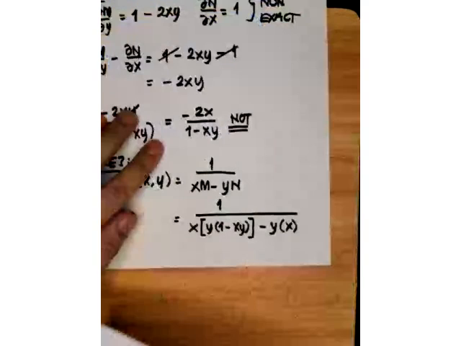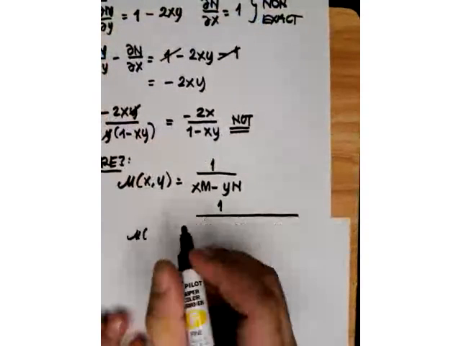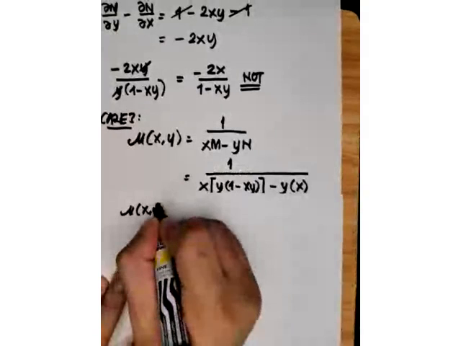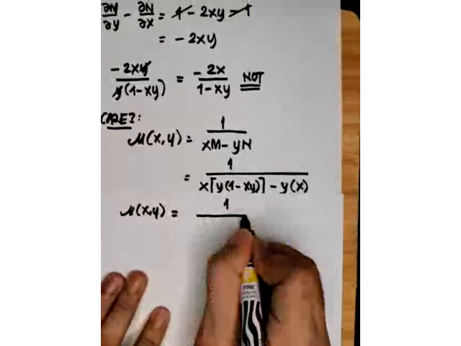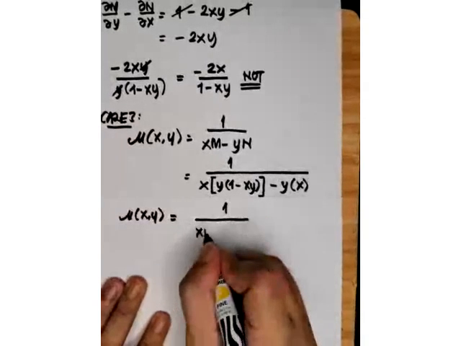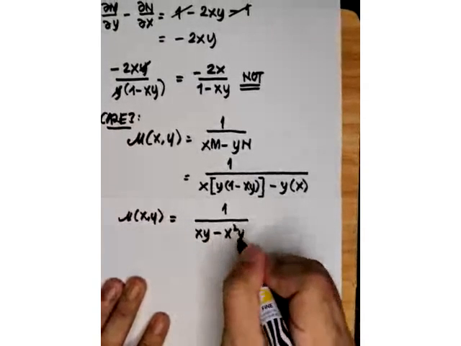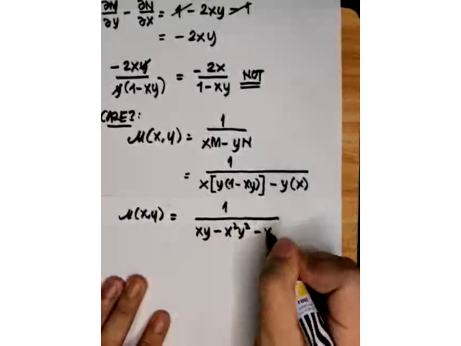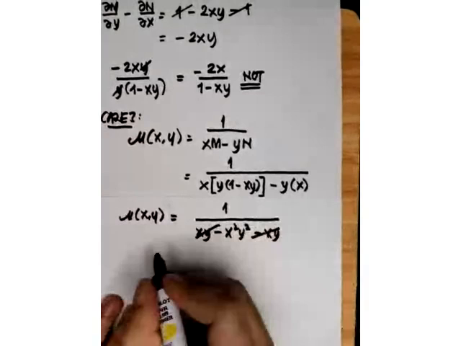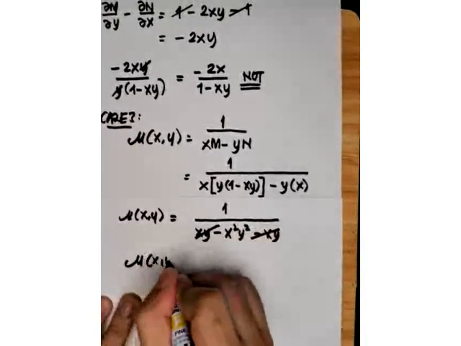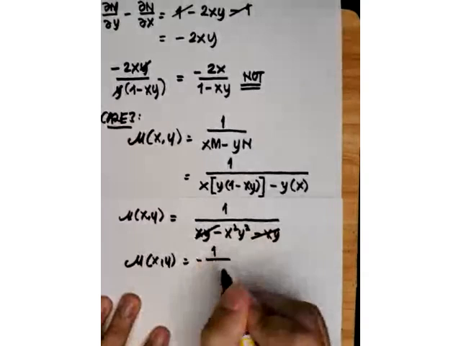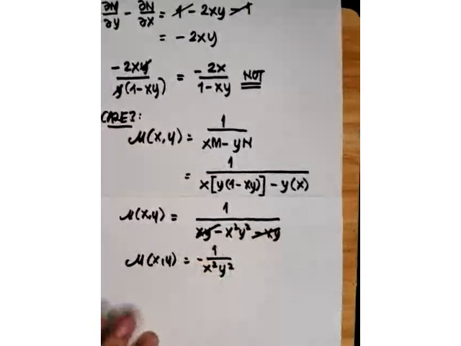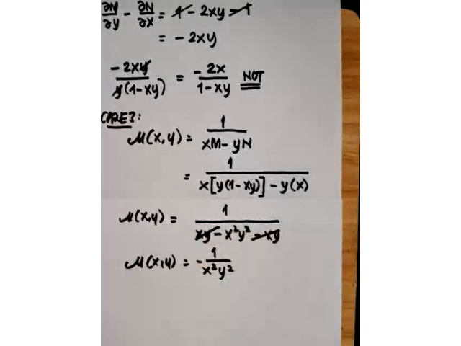Okay, so let's simplify. Our integrating factor is equal to 1 over, let's distribute this, xy minus x squared y squared minus xy. So we can cancel this. That means our integrating factor is equal to negative 1 over x squared y squared. Any question?